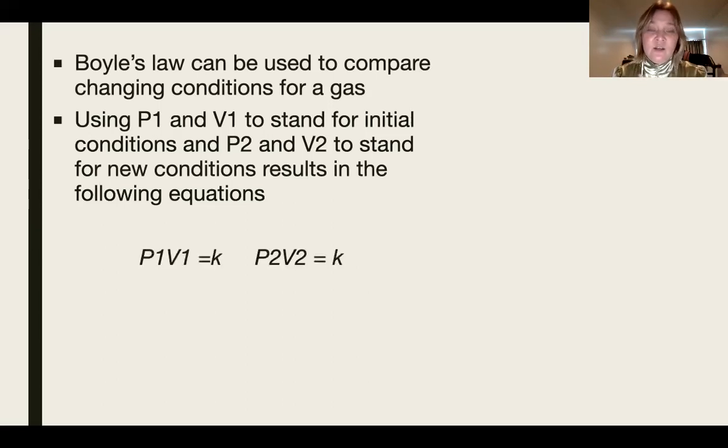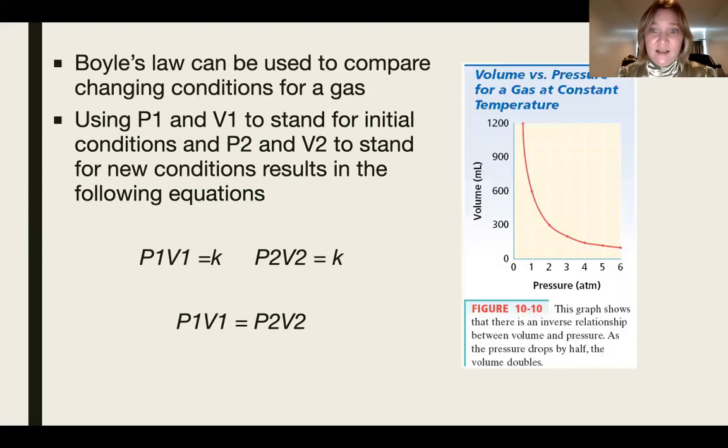So P1 V1 equals K and P2 V2 equals K. So I can put them together and say P1 V1 equals P2 V2. And that is how we can use the formula for Boyle's law to calculate.